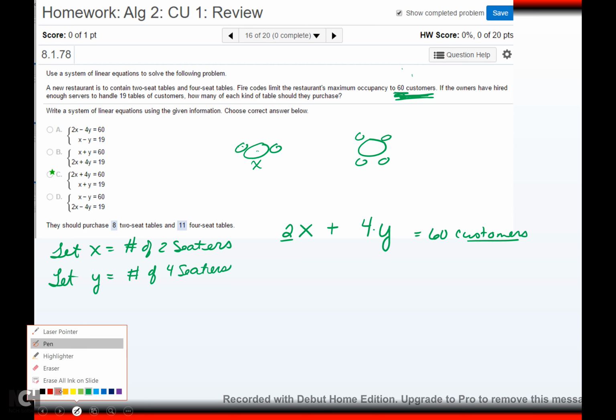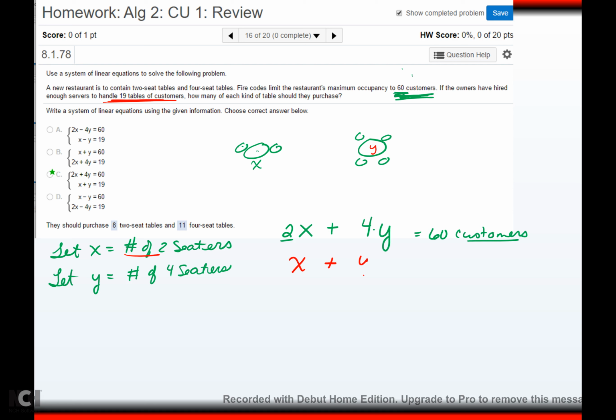My second constraint is that there's only enough servers to handle 19 tables total. So how do I know how many x tables and how many y tables to make? Well, that's just number of tables. So the number of these plus the number of these has to equal 19 tables. Okay, so there's my system.